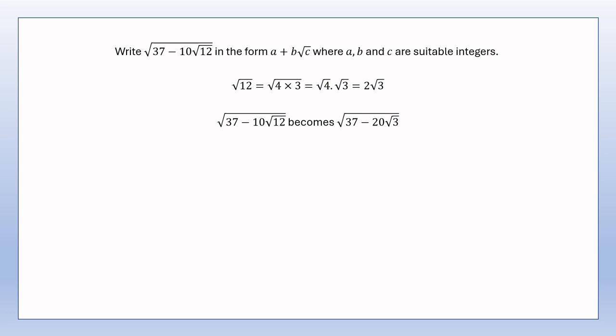Now there's a dead giveaway here about what to do. Since I've been told to express my answer in the form a plus b root 3, then I'm looking for a way to get that main square root symbol to disappear. That would happen if the expression underneath the main square root symbol was an expression of the form, say, something squared. So my guess is to start with 37 minus 20 root 3 is equal to p plus q root 3 all squared.